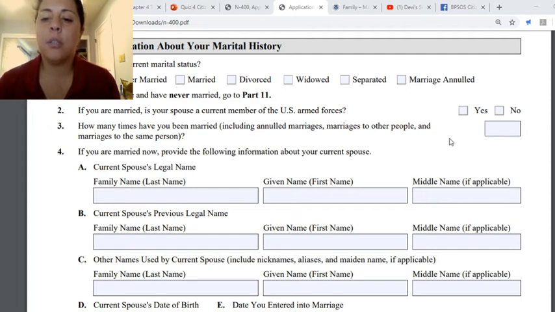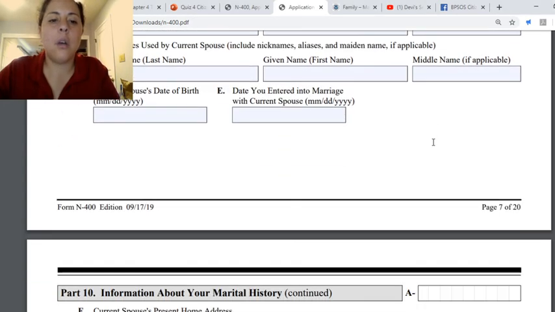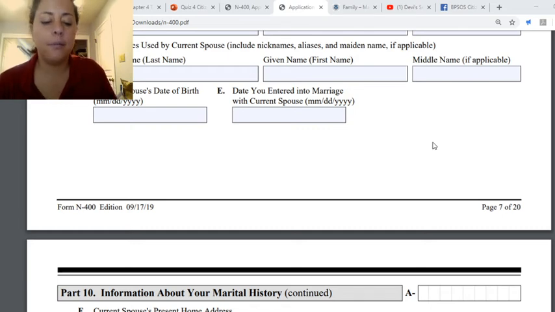What is their information? Their last name, first name, middle name? Did they have any names before? Okay, they want to know that. Did they have any names before? What is your spouse's date of birth? Your current spouse's date of birth? What is the date that you got married? When did you get married?